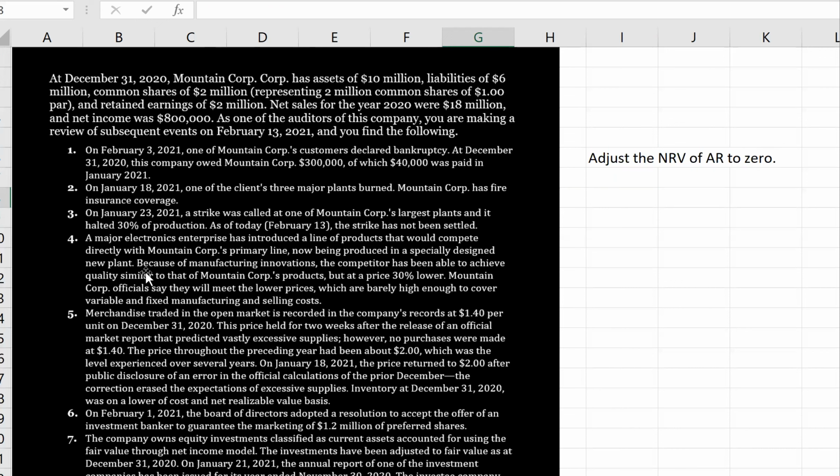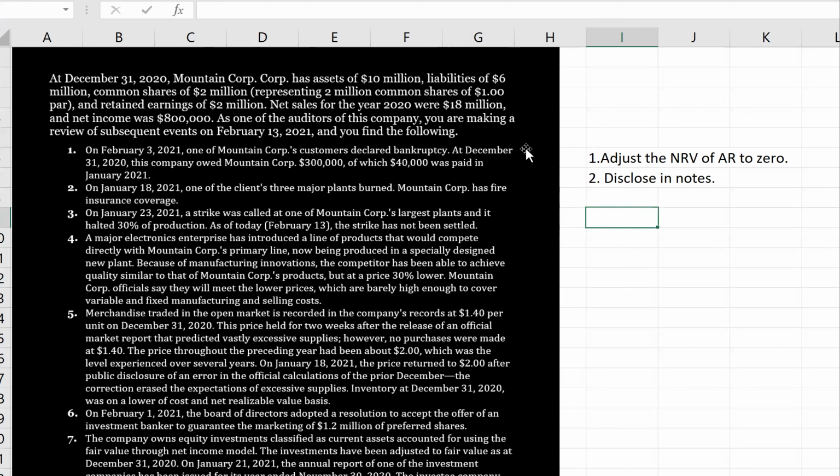What about this one? On January 18th, 2021, one of the client's 3 major plants burned. Mountain Corp has fire insurance. Did the fire relate to something that existed at the statement of financial position date? No, of course the fire happened after, but it is material, so it should be disclosed in the notes of the financial statements. So number 1 we adjust, and number 2 we disclose in the notes.